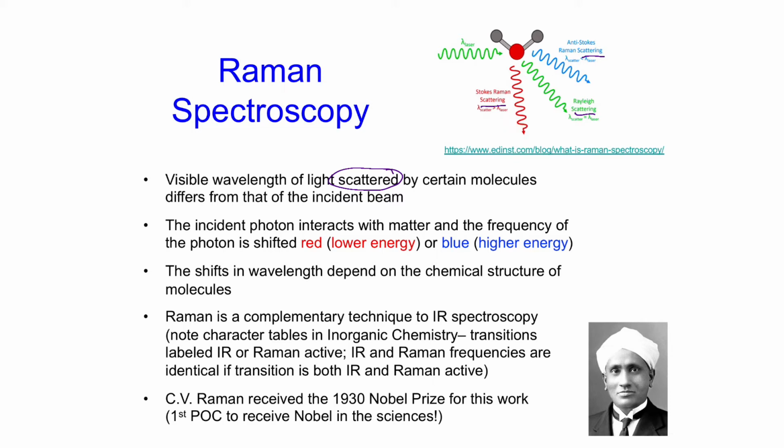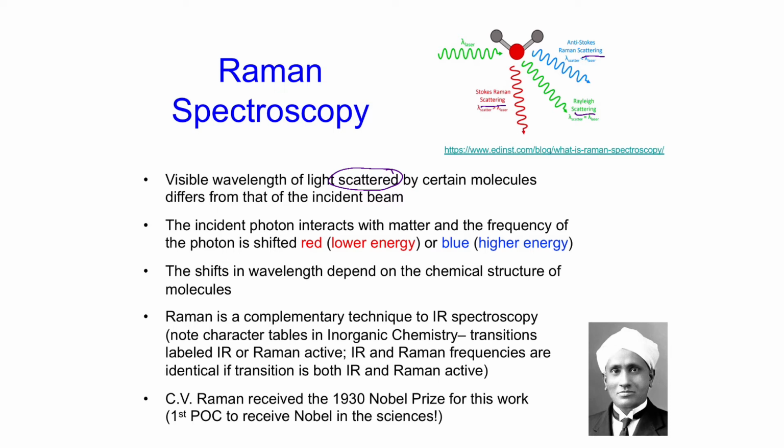There are three ways that your light can interact with your molecule. The incident photon can either hit your molecule and then bounce off or scatter off at exactly the same frequency as the light that you sent in, and that's your Rayleigh scattering process, where the wavelength of scattering is equal to the wavelength of your input laser.